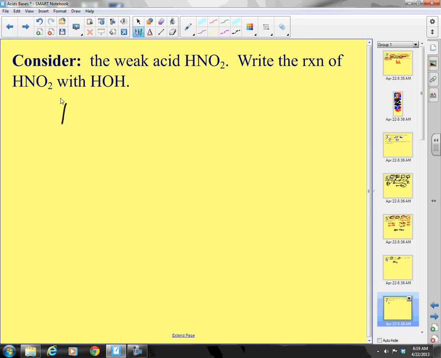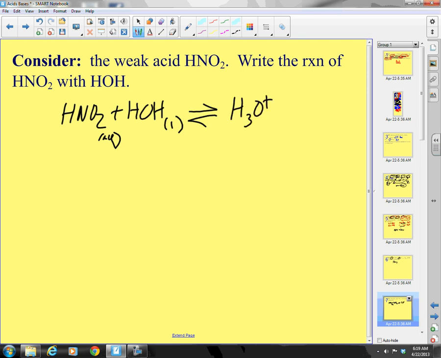Well, here you go. HNO2 plus water. That's a liquid. This is aqueous. It's a weak acid, so that means I have equilibrium arrows. I have a reversible reaction. I make hydronium, and I make the nitrite anion, oxyanion, and it is in equilibrium. There we go.